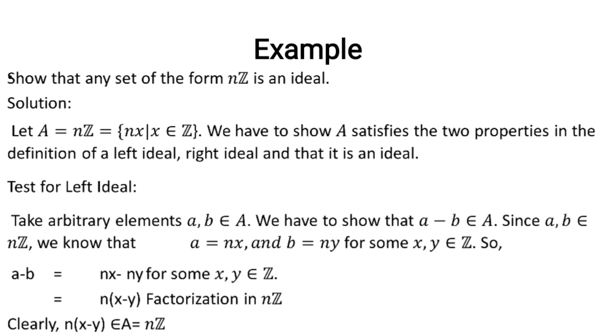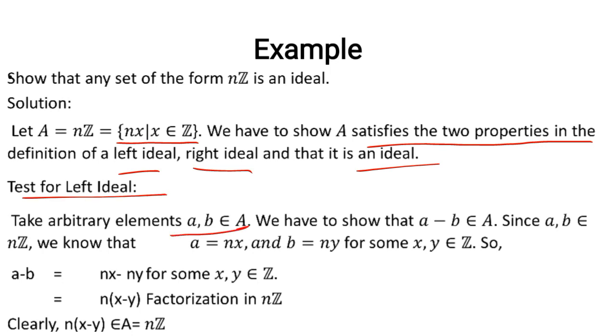Okay, so let's work on it now. So it looks like this. We have to show that A satisfies the two properties, that it's a left ideal and a right ideal, and then if it is both, we'll know it is an ideal. Okay, so we start with the left side. So we pick two elements from A, right?